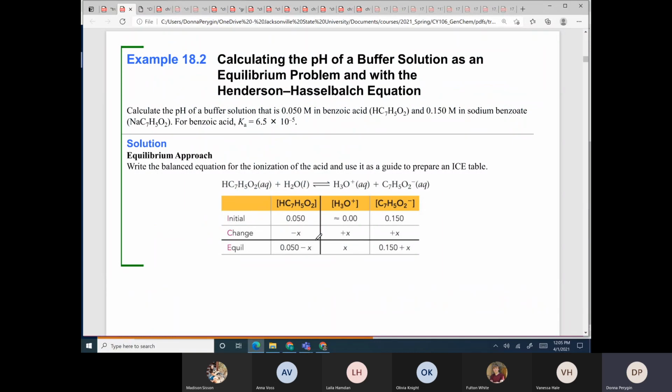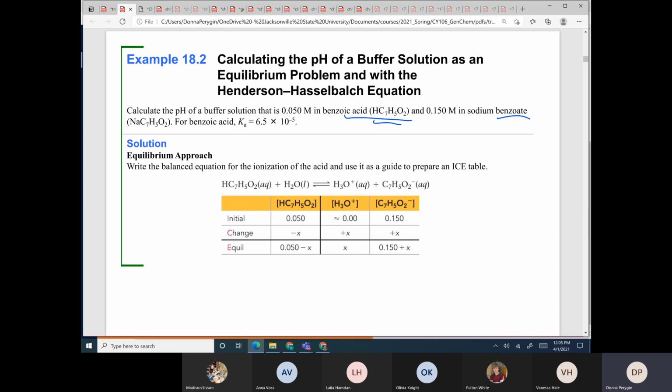So let's look at this next problem. Okay, so it's just like that, only let's think about the differences here. What can we do differently? So calculate the pH of a buffer solution that is 0.050 molar in benzoic acid. That's a weak acid, and 0.15 molar in sodium benzoate. That is the salt. Okay, so benzoic acid is C7H5O2.